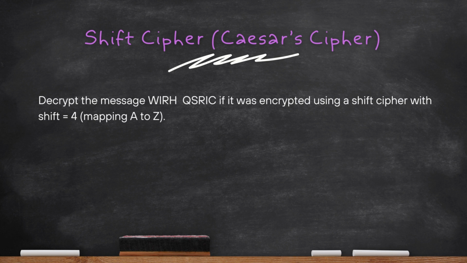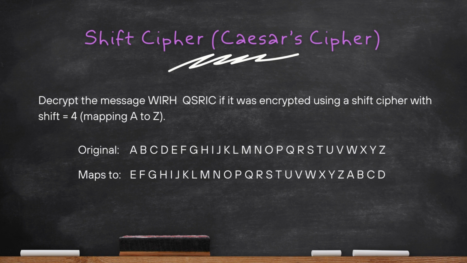So let us suppose that you were tasked to decrypt the message WIRH QSRIC, which was encrypted using a shift cipher with a shift that is equal to 4, mapping from A to Z. Basing from the message, we will use the mapped letters and substitute them to the original one. So W maps out to S, I maps out to E, R maps out to N, H maps out to D, Q maps out to M, S maps out to O, R maps out to again N, I maps out to E, and C maps out to Y, where we will then generate the message SEND MONEY from the substitution.